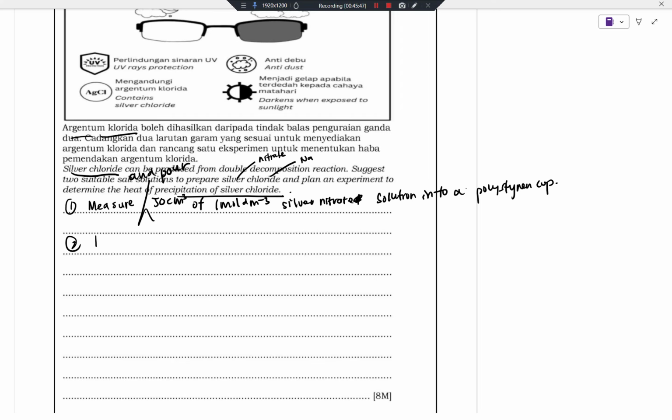Okay, repeat the step, but for another: measure and pour 50 cm cube of 1 mol dm negative 3 sodium chloride solution into another polystyrene cup.